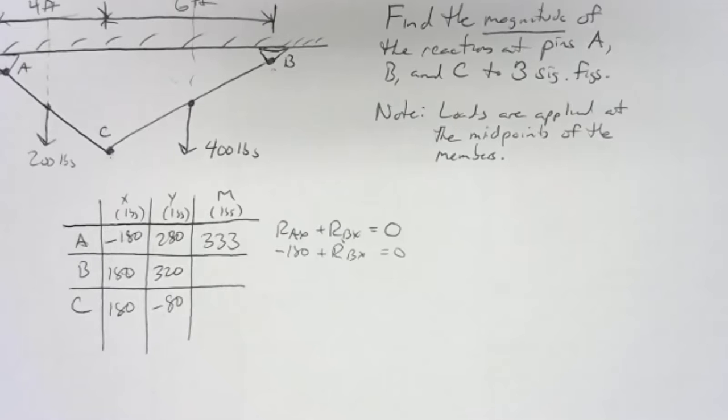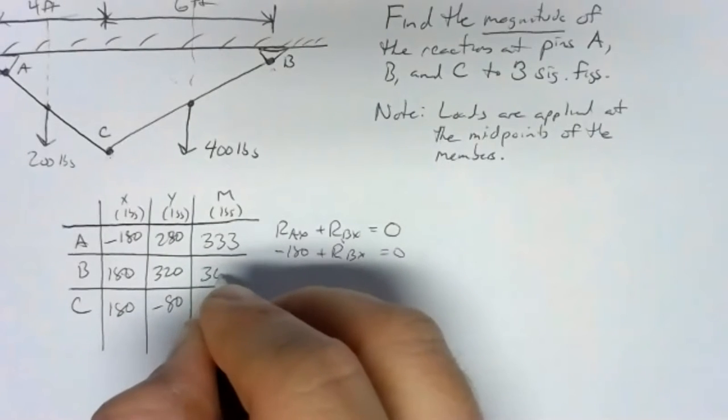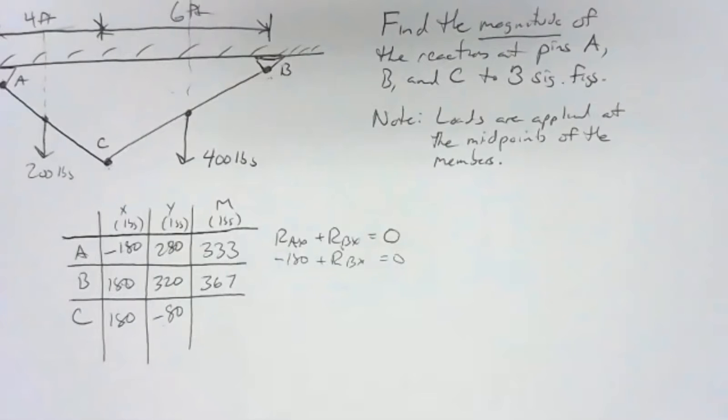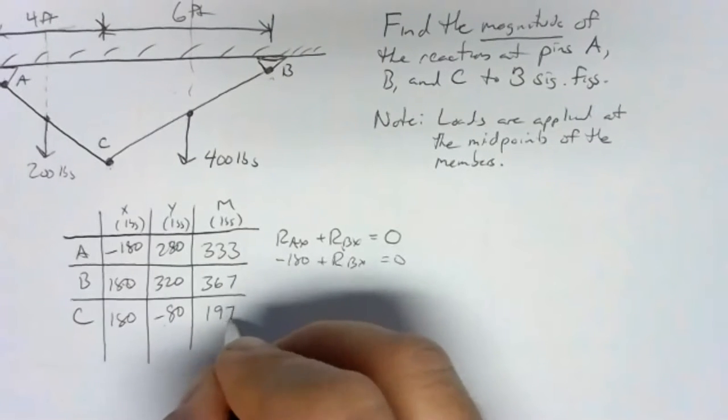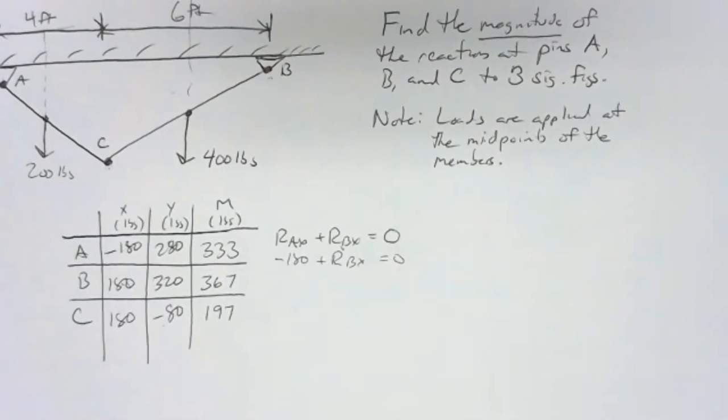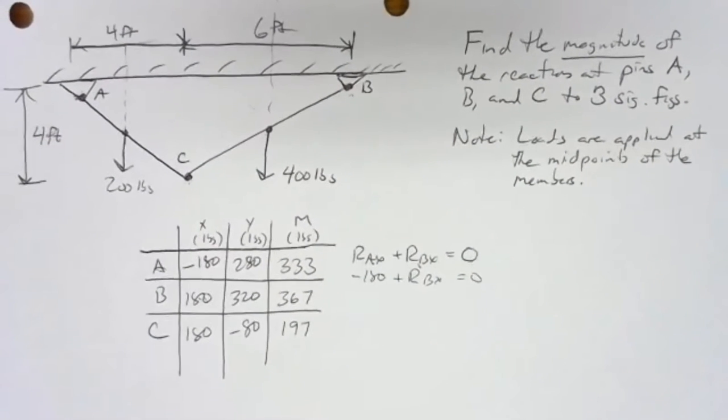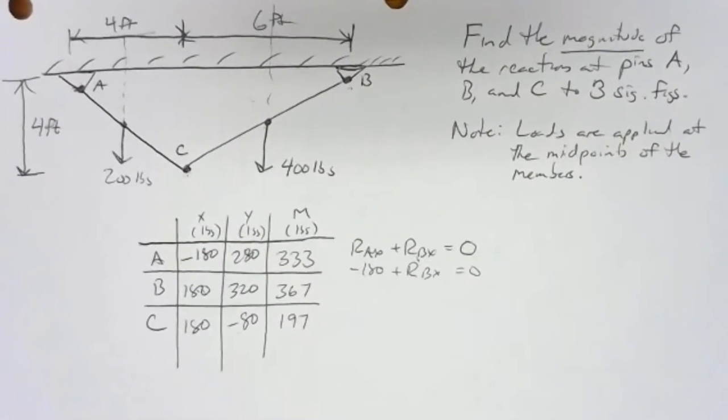We have 180 squared and 320 squared. That's 367 rounded to 3 sig figs. And then we've got 180 and 80. So 197. So there we've got our final answers. So we'll frame the problem in there. There we go.